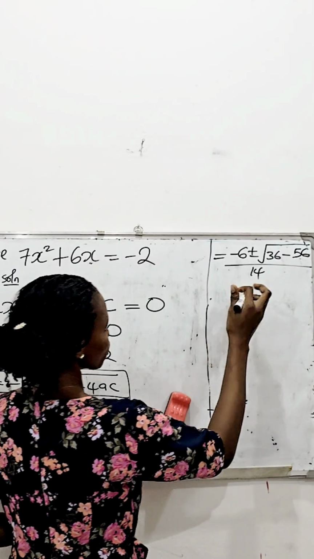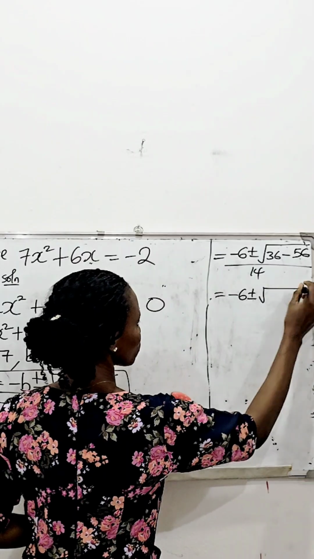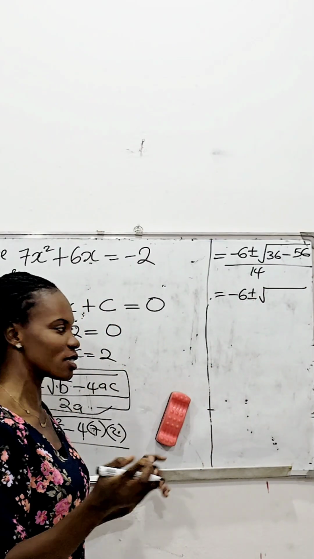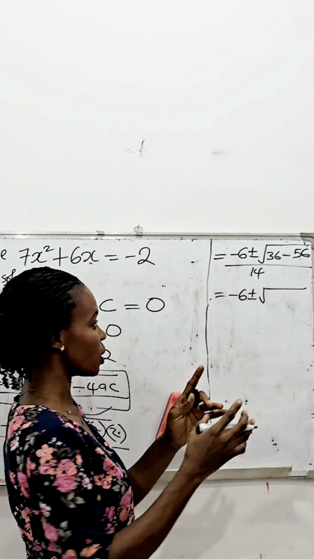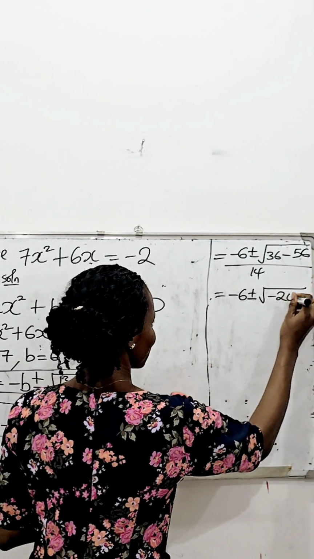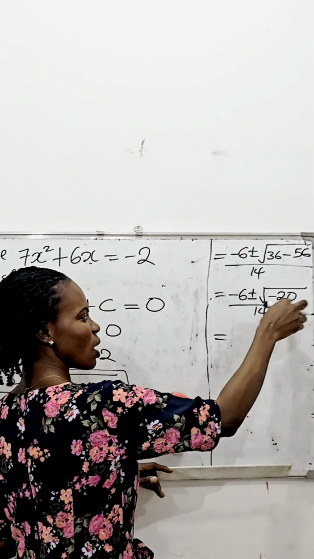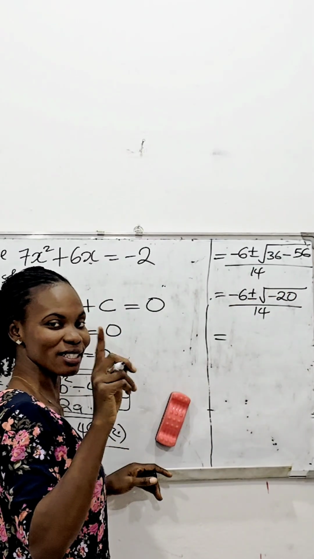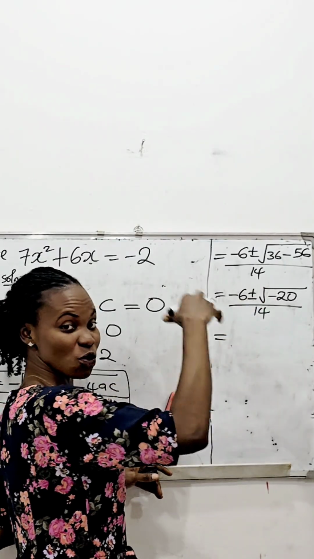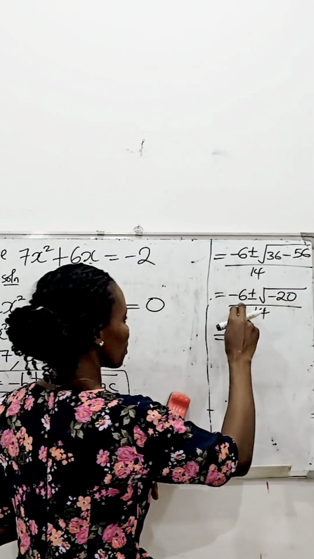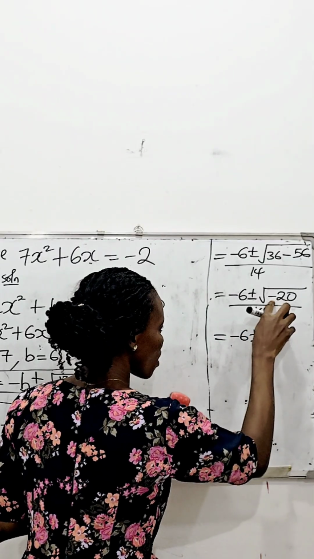Okay, good. We continue. This gives me minus 6 plus or minus the square root of 36 minus 56. Because a smaller number is being subtracted from a bigger number, it's going to be a negative number. So it will be minus 20 all over 14. Alright. Once you have the number inside the square root to be less than 0, it means it's going to be an imaginary number. So the answer will be found in the complex plane.